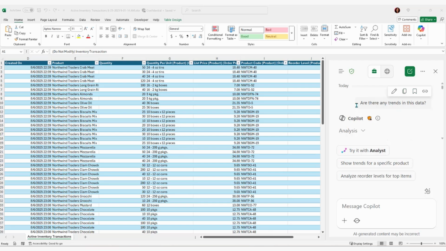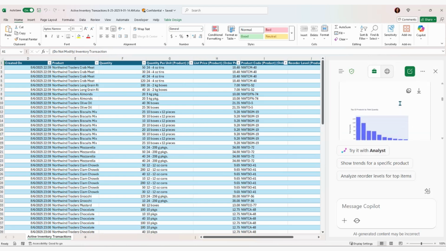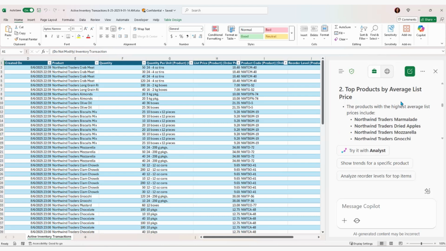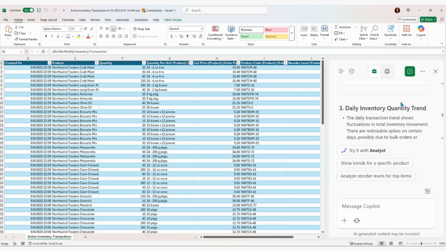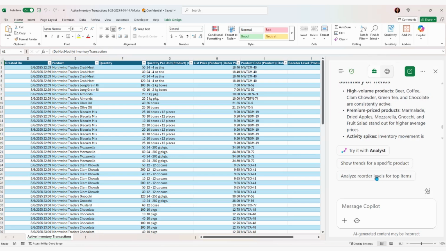All right, notice that I have already asked it the question, are there any trends in this data? Simple question, right? But it decides how to examine trends across this spreadsheet. It gave me top products by total quantity with a chart, top products by average list price with a chart, data inventory quantity trends, again, with a very complex chart that it pulls out for me, giving me full analysis of this spreadsheet. And I can even do more because it will give me conversation starters that help me push that so that we can get the best analysis possible.